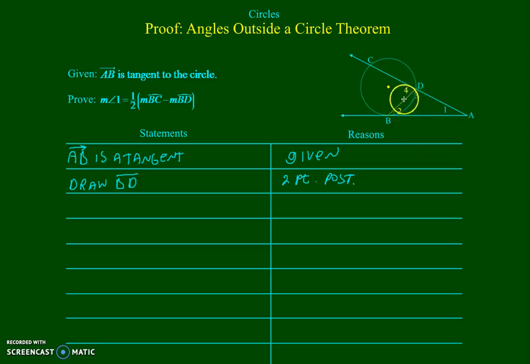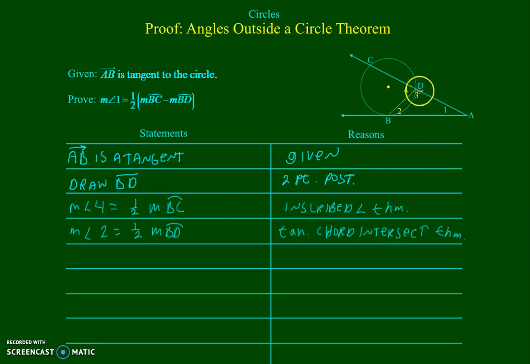So that's our idea. First thing, angle 4 is 1/2 BC and angle 2 is 1/2 BD. First statement, angle 4 is 1/2 BC. That's the inscribed angle theorem. Second statement, angle 2 is 1/2 BD, and that's the tangent chord intersect theorem. Now we're going to say that angle 4 is equal to angle 1 plus angle 2 by the exterior angle theorem.